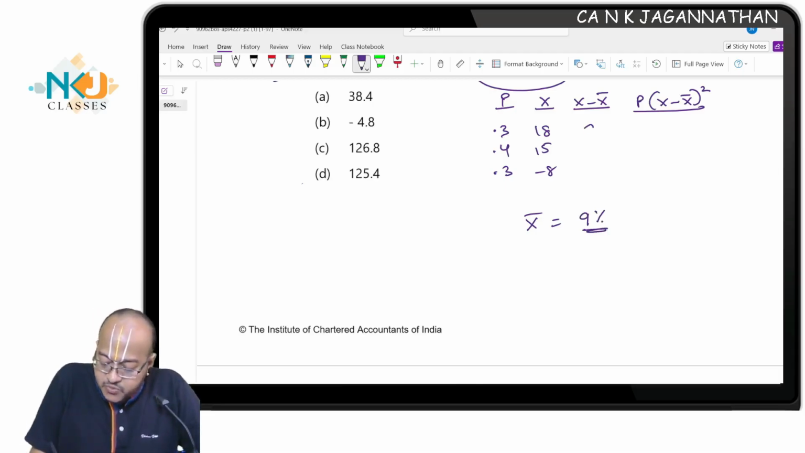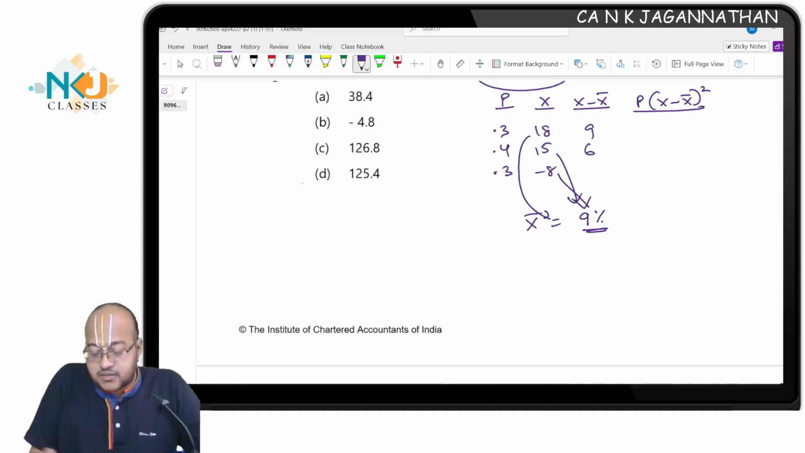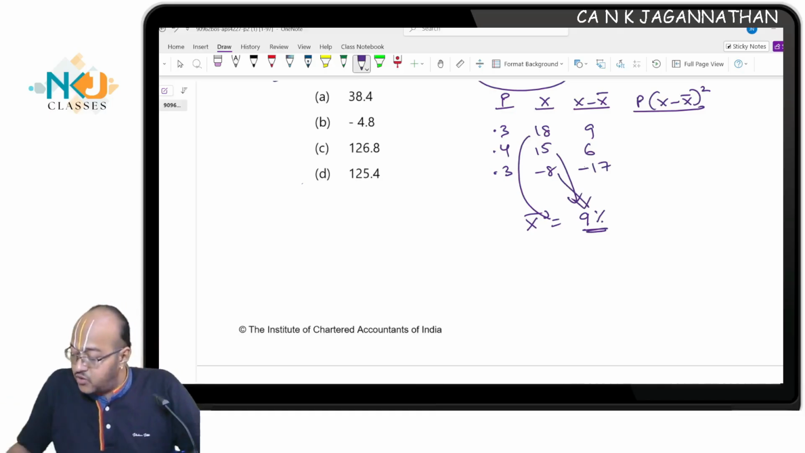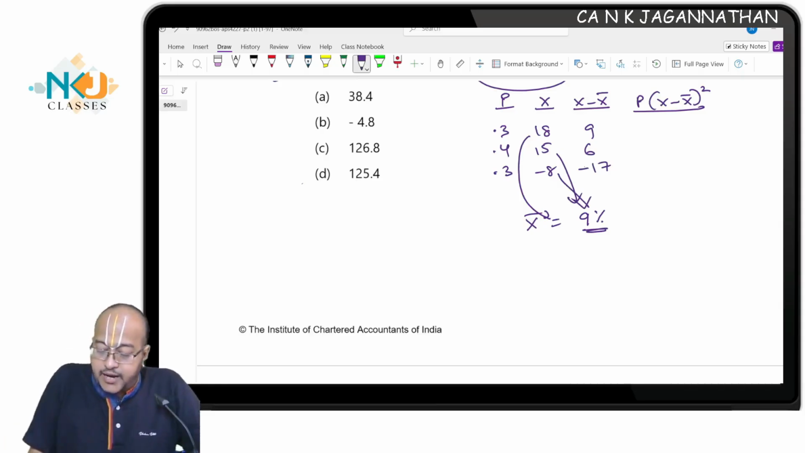Then you have X minus X bar. 18 minus 9, then 15 minus 9. How much is that? 6. Then minus 8 minus 9, you get minus 17. Like this, you will get X minus X bar. Then you have to square it up and then multiply with probability. Are you all understanding? So X minus X bar the whole square. How much is that? 9 into 9, 81.